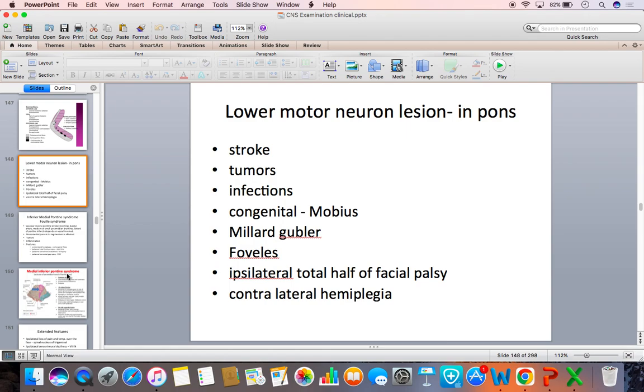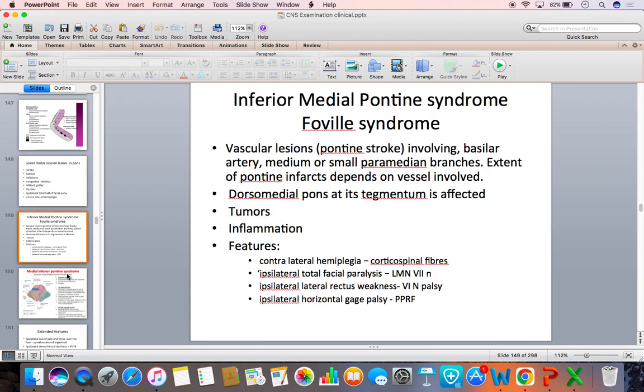In addition to that, depending upon the other structures affected in the pons, there are various syndromes described. That is Millard-Gubler and the Foville's. There is a congenital syndrome called Moebius syndrome. So let us consider the features of these particular syndromes briefly. Coming to the inferior medial pontine syndrome. This is, as the term indicates, medial pontine syndrome. Structures in the medial part of the pons, they are affected.